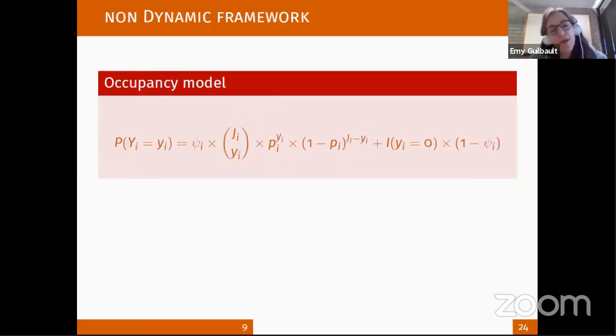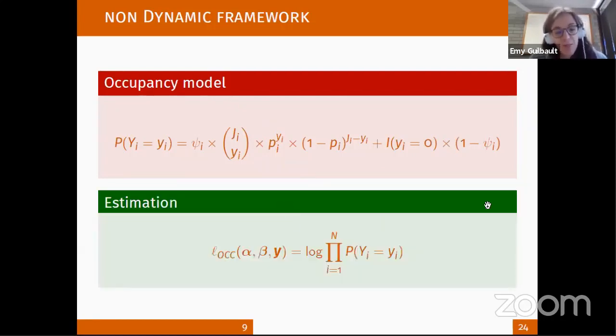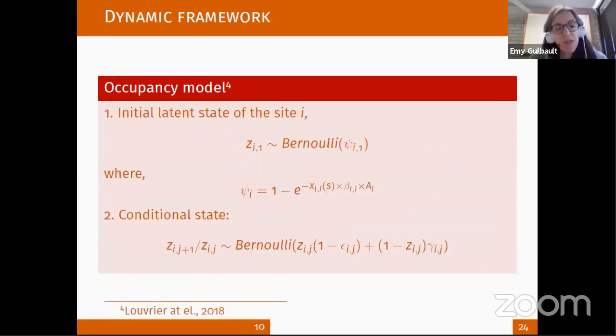What about the occupancy part of the model? In an occupancy model, for a non-dynamic framework, we will usually model the detection and non-detection history to look at the occupancy states. And we can estimate the log likelihoods like we've done previously. When we go dynamic, here I will refer to some work done by Julie Louvrier and Olivier Jimenez, where they model the different states of occupancy.